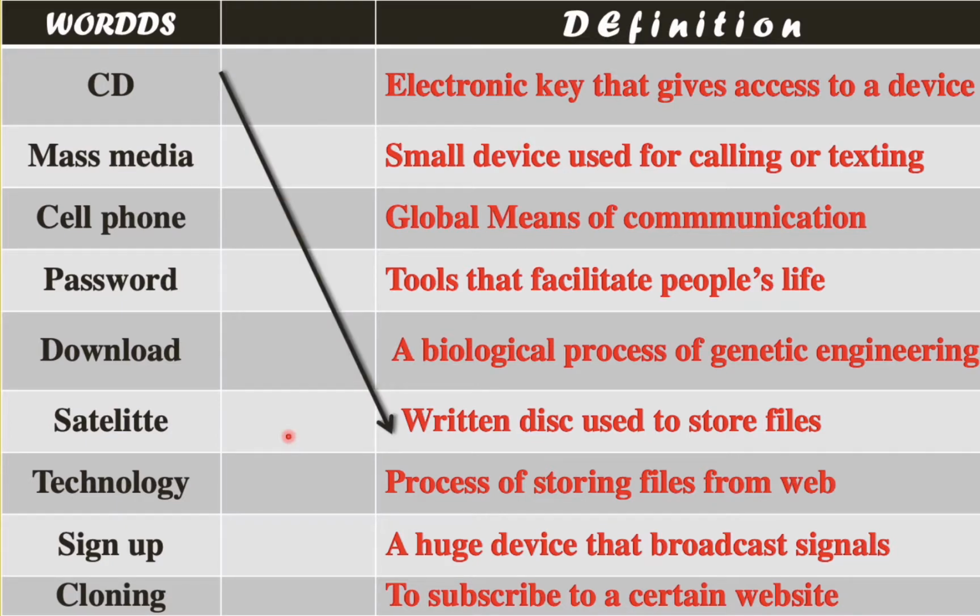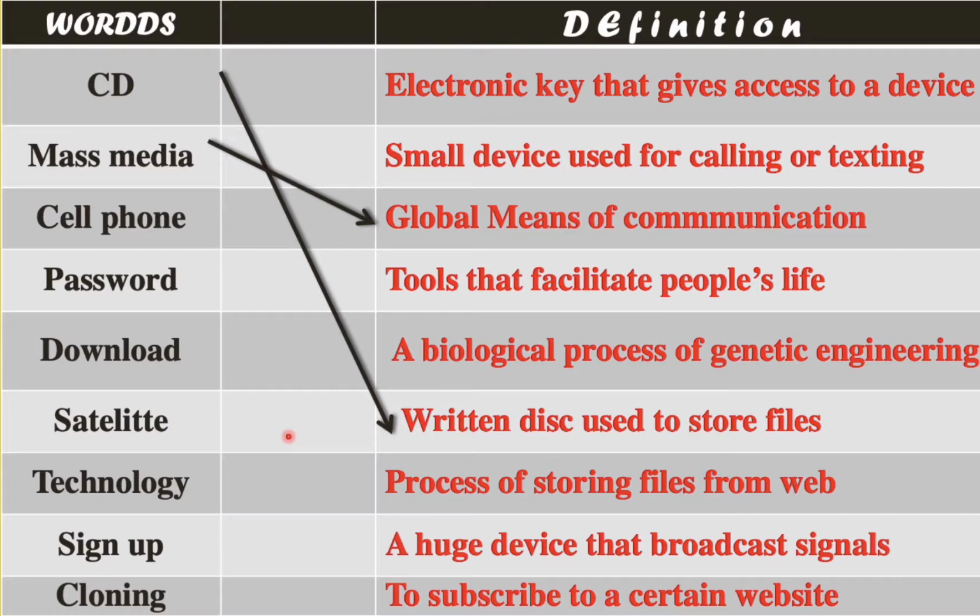Okay, good. So we have written disk, use it to store files. Mass media. Means of communication. Very good. So mass media means means of communication. Or mass media refer to means of communication.